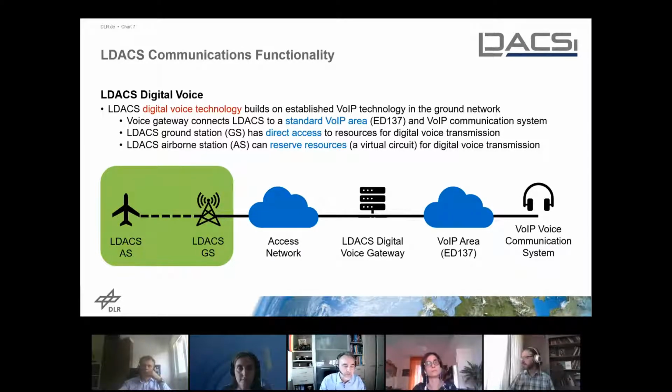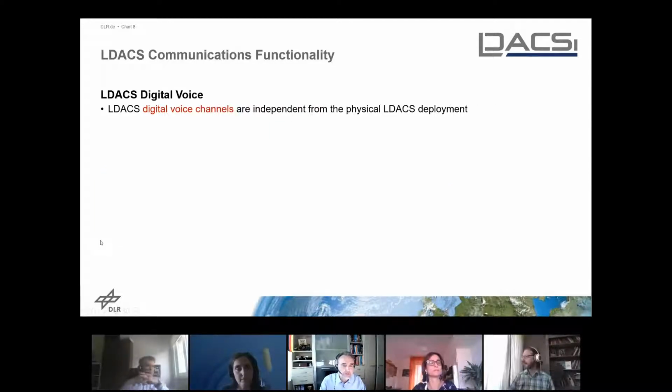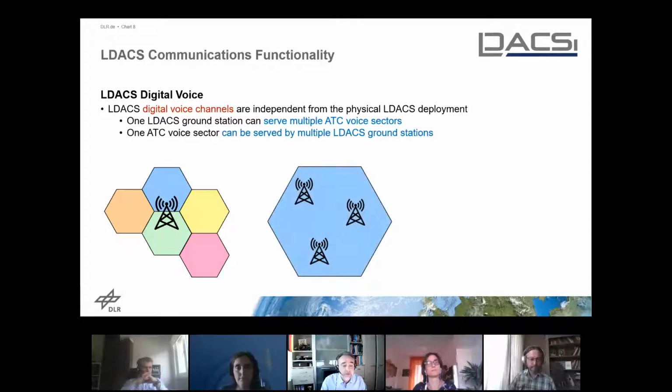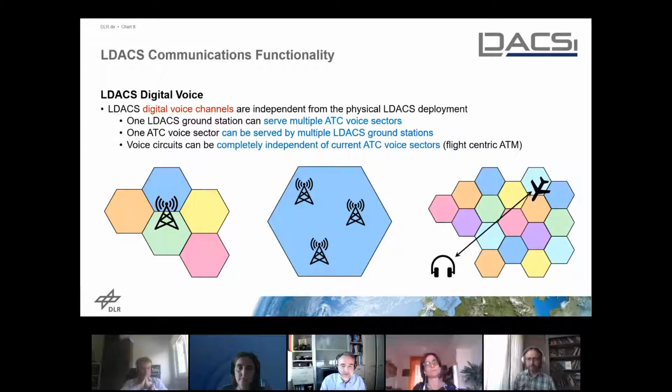The other way around is a little bit more tricky, because before a pilot can connect to a ground station, you need to reserve the resources for doing this digital voice transmission, but this is something which can be done straightforward. What's also very interesting with respect to LDACS Digital Voice is that the digital voice channels are independent from the physical LDACS deployment. So we can have one LDACS ground station that can serve multiple ATC voice sectors. We can also have it the other way around. That means one ATC voice sector that can be served by multiple LDACS ground stations. And we can have it completely independent of the current ATC voice sectors, meaning the establishment of flight-centric ATM, where one aircraft is directly assigned to a single controller over a huge area of control space.